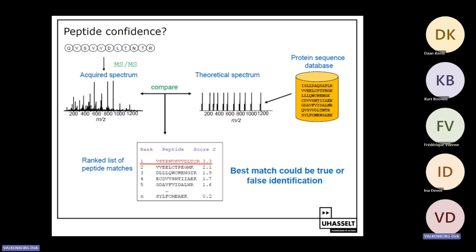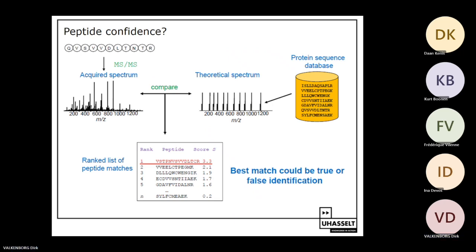So now we mimic that entire process that we've done in the lab. We do that on the computer. So we have a protein sequence database, which we turned into a peptide database, and then we compare the acquired spectrum with a theoretical spectrum. And when our goodness of fit measure gives a high score, then we say this is a confident finding.